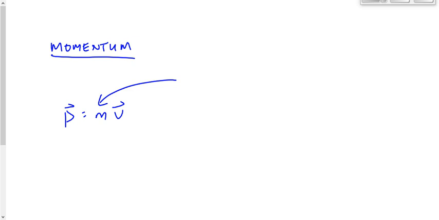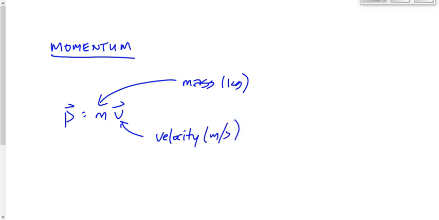M is mass, of course. What units should we measure mass in? It's going to be kilograms, right? What's this term? Velocity. What units should we measure velocity in? Good, meters per second. And of course momentum, P with the little arrow over it, is going to be measured in what units? Good, kilograms times meters per second.